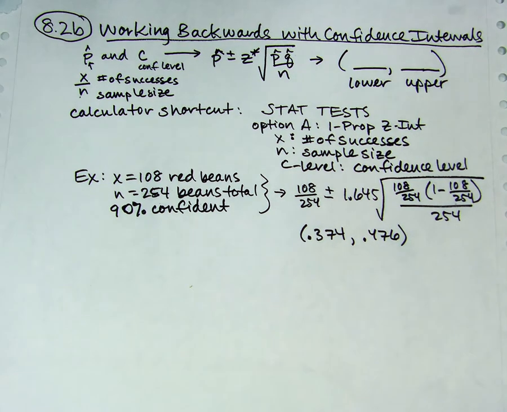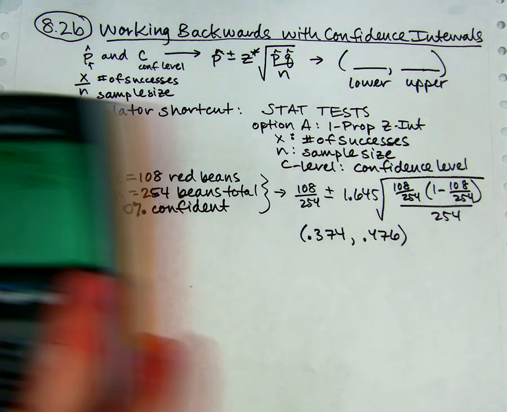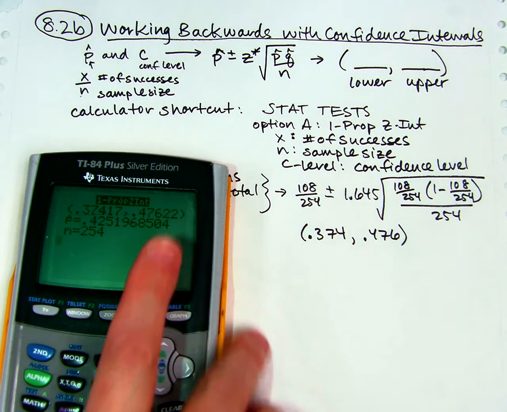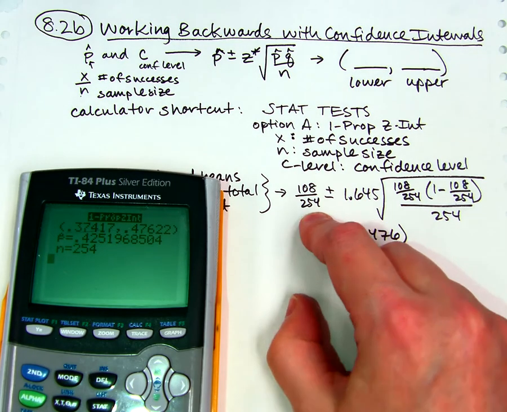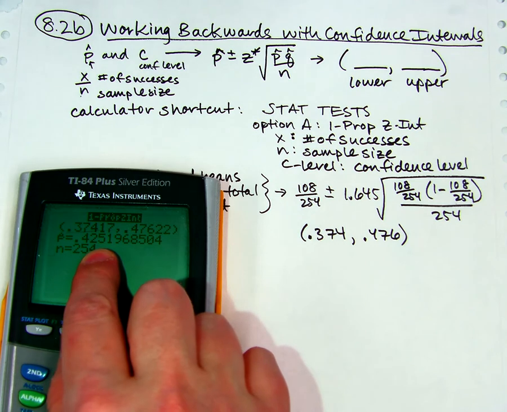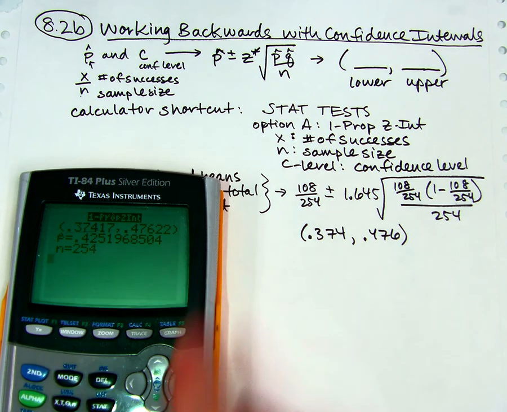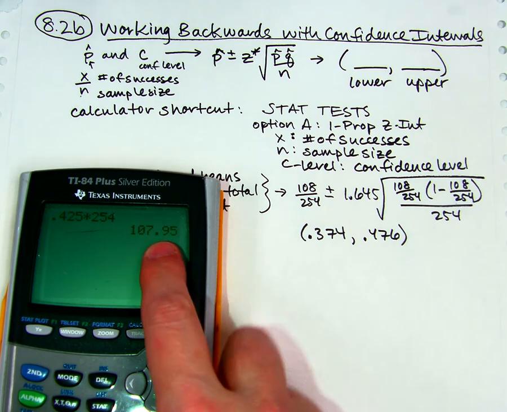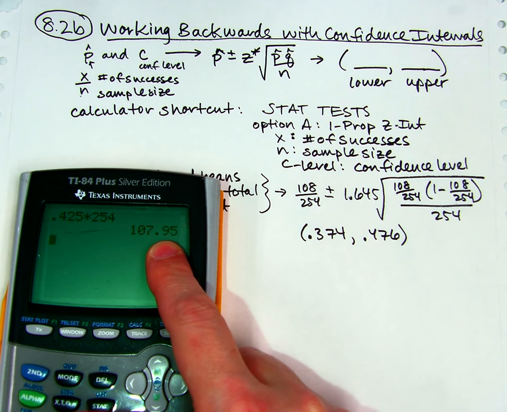One more thing I want to say about that, and that is if you happen to notice he had his 0.425 and a whole bunch of decimals, it got that by doing the 108 over 254. And if you round this off, you're going to get inaccurate values. So like if you take 0.425 times the sample size, which is 254, you get this 107.95, which is impossible for the amount of beans, right? You can't have 0.95 of a bean. We're just going to count it as a whole bean, and it's 108.